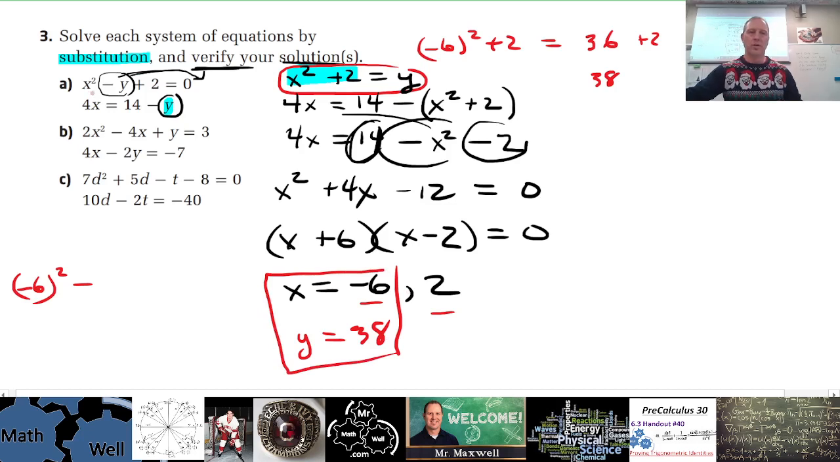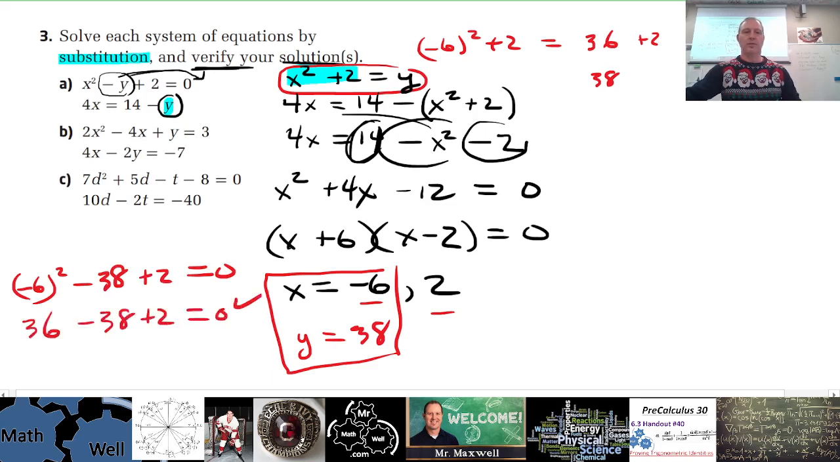So into this first equation, I'll do x squared minus my y, which is 38, plus 2 equals 0. That's going to be 36 minus 38 plus 2. That does equal 0. That's good to go.